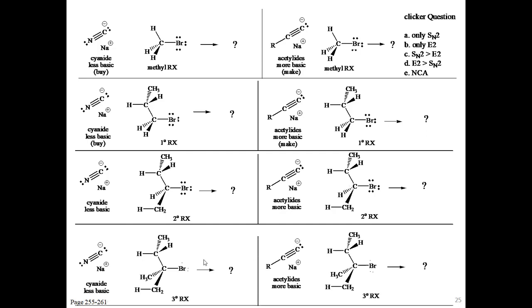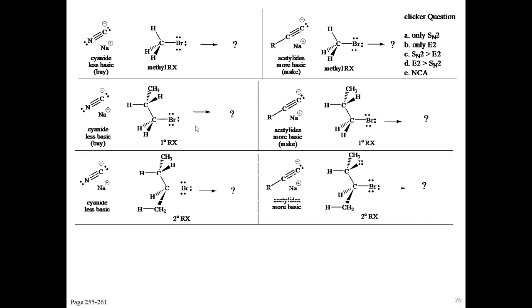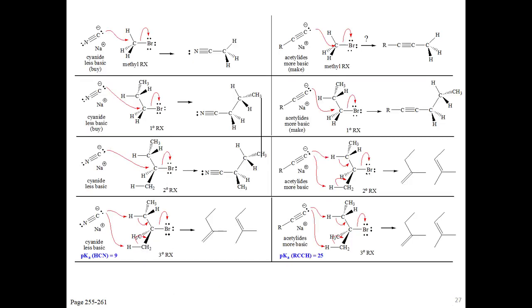If I go to tertiary, well, everything is E2 at tertiary. They're both negatively charged nucleophile bases, so we only get E2. So these would be the answers that you see right here. Okay. And then I think on the next slide, I duplicated this one. Looks like the same. Somehow I duplicated that, so we'll just skip over that.